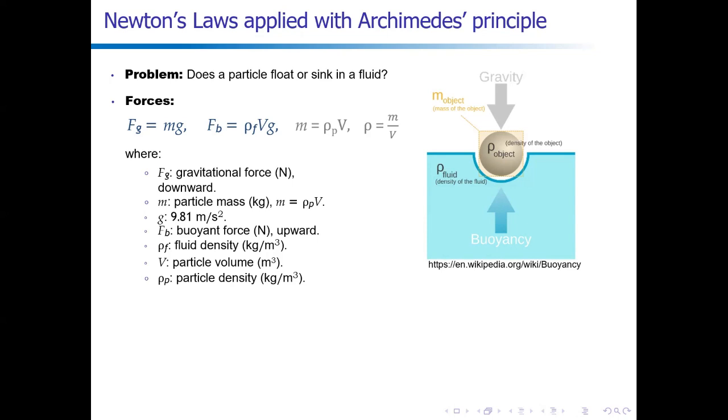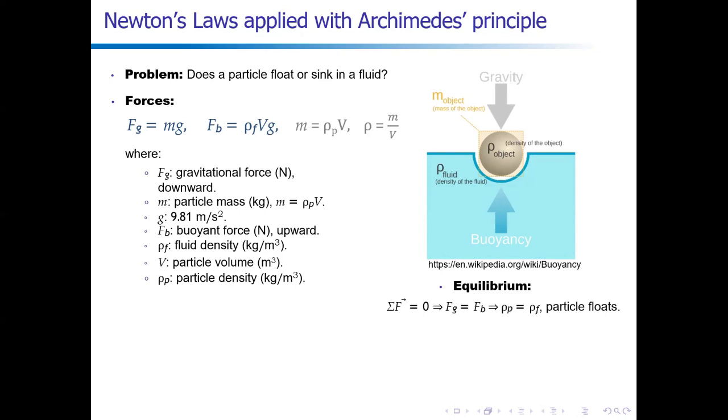Now, the mass of the object or particle isn't always given directly, but we know it's related to density and volume, where mass is equal to the density times the volume. So we can substitute that into our gravity equation, making this a kind of battle of densities, the object's density versus the fluid's density. As you can imagine in this image, the object is sitting in the fluid, and you have gravity pulling down and buoyancy pushing up. We're asking which one wins.